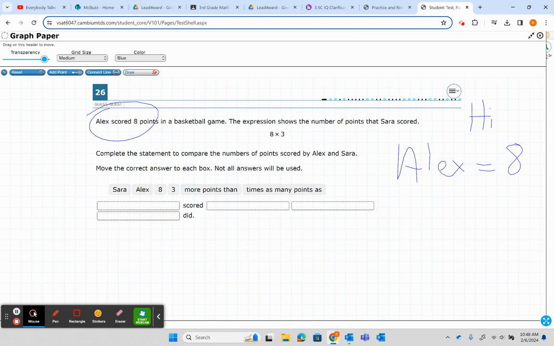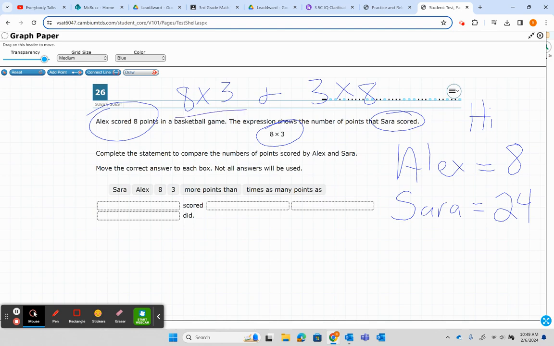Alex scored 8 points, and Sarah scored 8 times 3. Here we want the kids to use their common sense. Hopefully they know that Sarah scored 24 points. So 8 times as much as 3, or 3 times 8. Either way, we need to see both ways, 8 times 3 and 3 times 8. Then we'll take it from there.